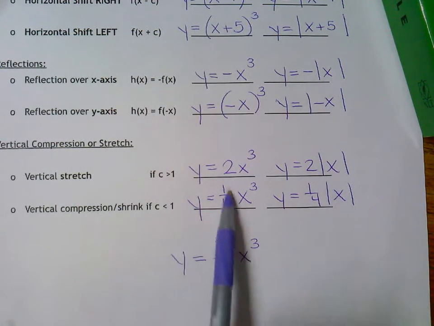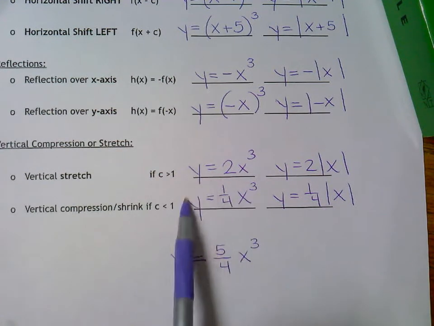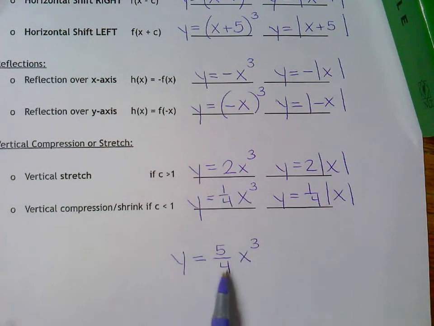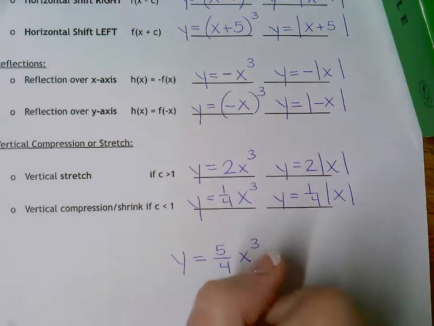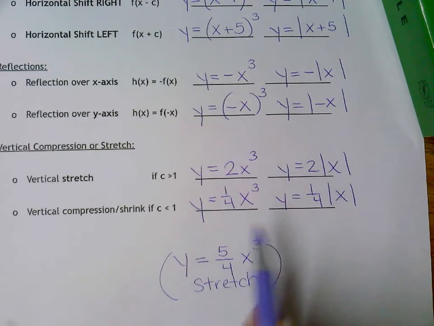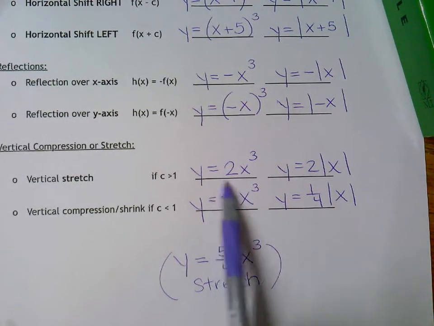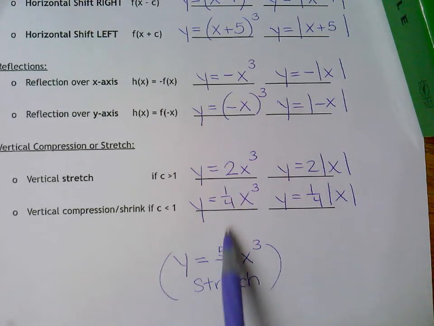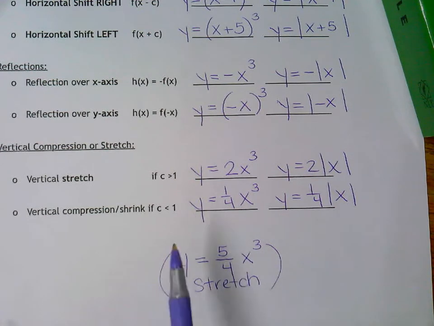So here the fraction is less than 1, so it's smaller than the parent function. This is a fraction, but it's actually bigger than 1. It's 1 1/4 times as tall. So this is actually going to stretch. So it's not just that it is a fraction, it has to be a fraction that's less than 1. If it's a fraction bigger than 1, it's going to make it actually stretch it steeper.